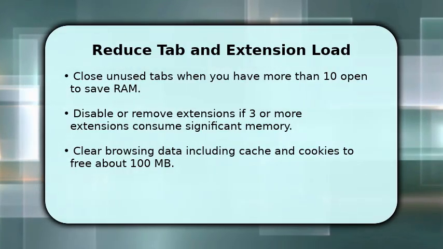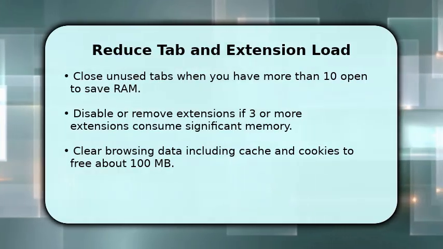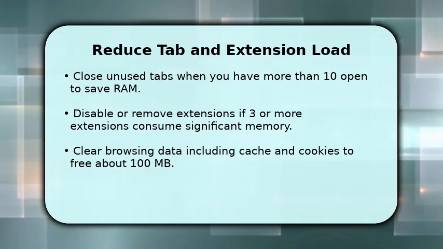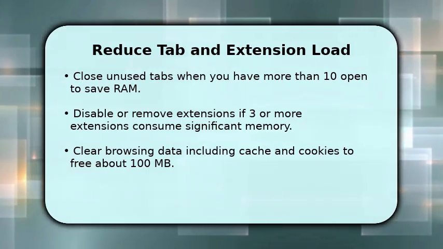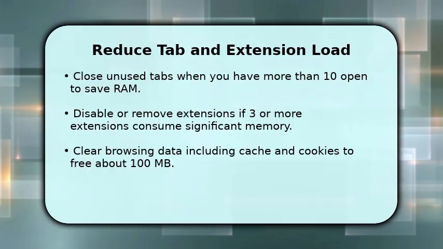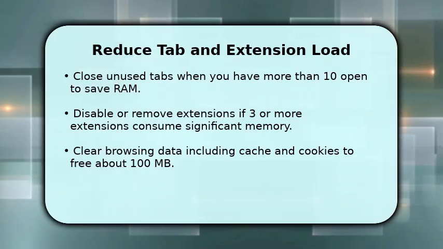Open Chrome, / extensions, and disable or remove extensions that you rarely use. If 3 or more extensions show high usage, uninstall the unnecessary ones. Clear browsing data, including cached images and cookies, to frequently free roughly 100 MB of space.